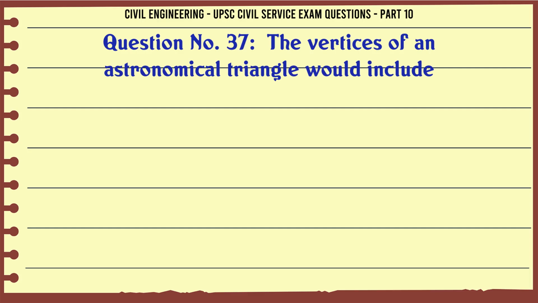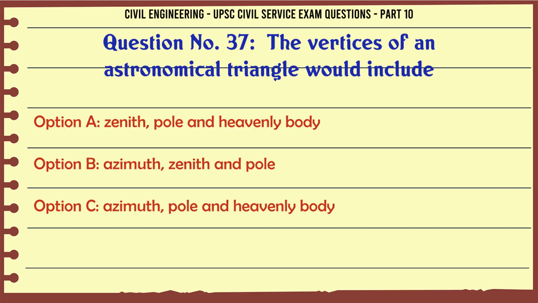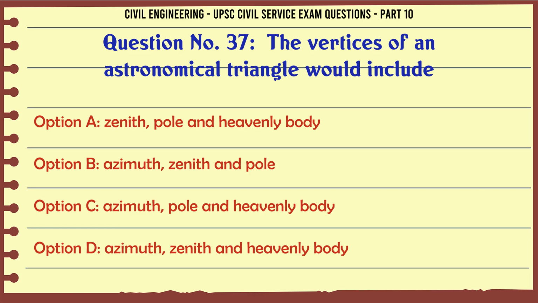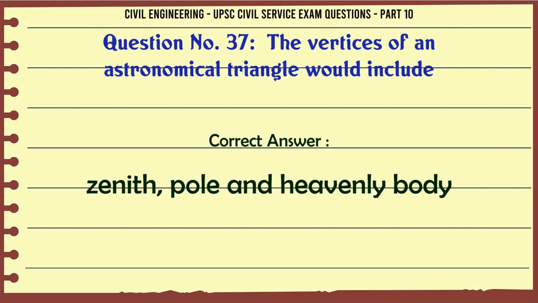The vertices of an astronomical triangle would include A. Zenith, pole and heavenly body. B. Azimuth, zenith and pole. C. Azimuth, pole and heavenly body. D. Azimuth, zenith and heavenly body. The correct answer is zenith, pole and heavenly body.